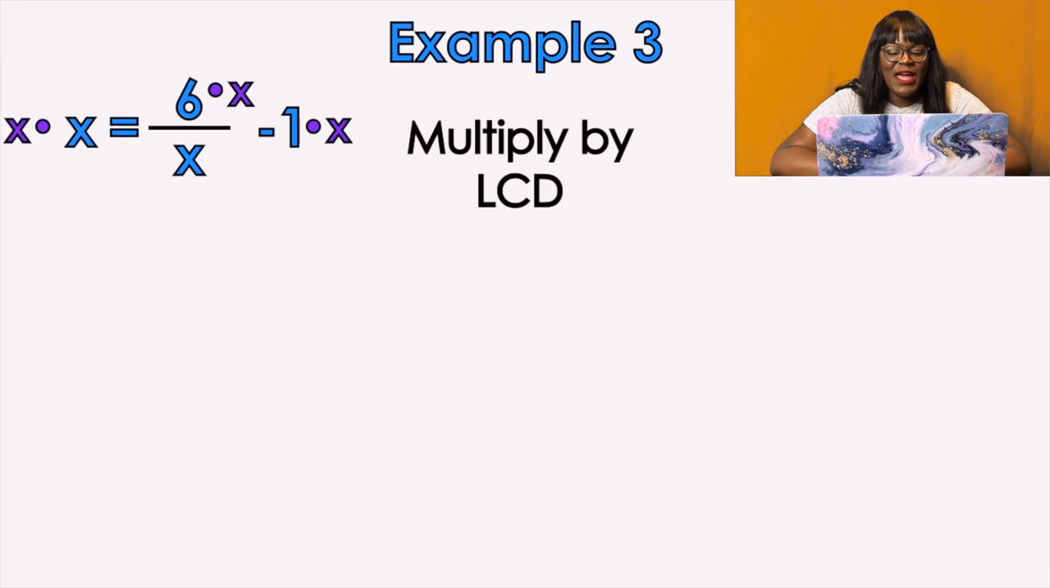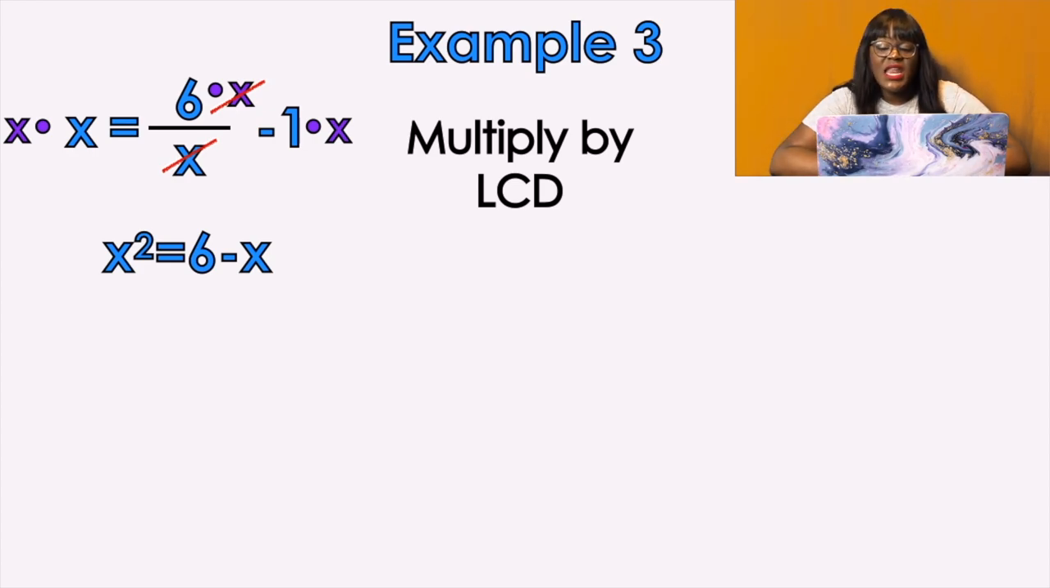We're going to multiply everything by x, so x times x, and then we got to simplify things out, okay? So x times x is going to give me x squared. I simplified the x's, so I'm just left with 6. And then negative 1 times x is negative x. So what do you notice about the problem that you're left with?